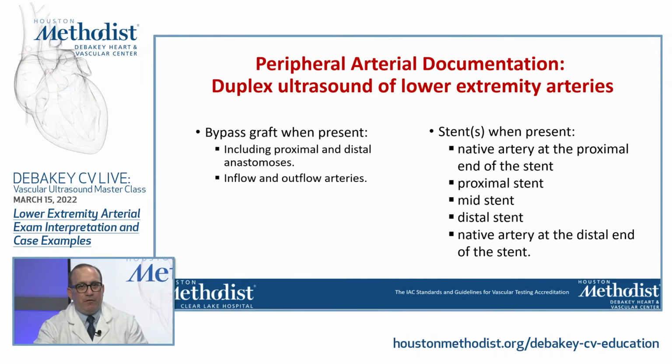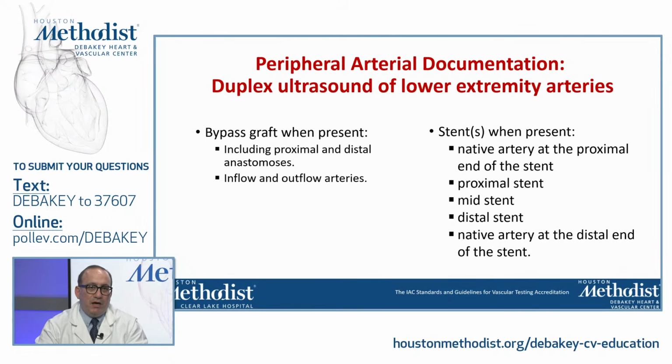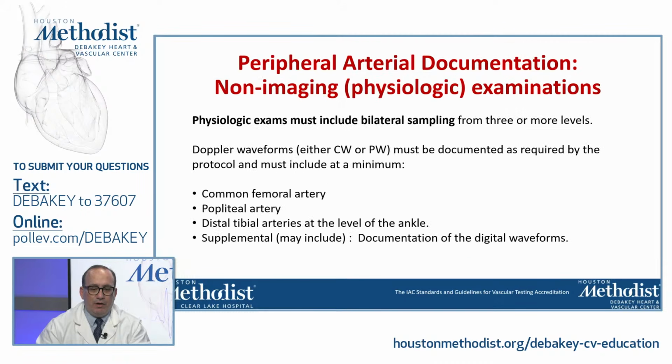Like I mentioned earlier, for bypass grafts when present, we need to include the proximal and distal anastomoses, and also the inflow and the outflow arteries. If you have a venous bypass, you really want to make sure that you look at the vein graft in detail to look for any areas of intragraft stenosis, especially at the valve cusps or segments. When we look at stents, again, we've got to look at the proximal native artery, at the area of the proximal stent, and also in the mid and distal stent segments, as well as at the distal segment of the stent and the outflow artery.